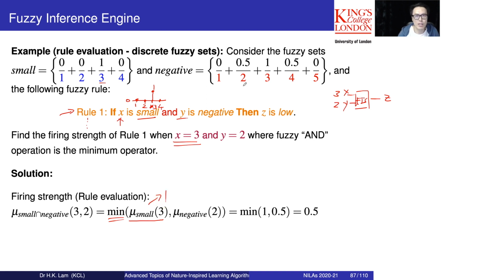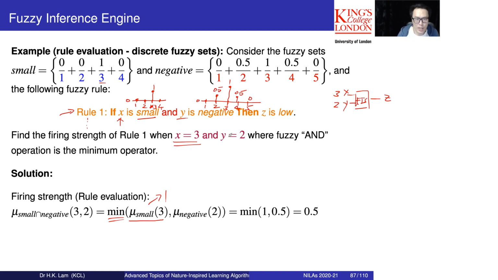For y is negative, we can simply put the function as well. 1, 2, 3, 4, 5. For y equal to 1, the membership is 0. For 2, it is 0.5. And then for 3, the membership grade is 1. For 4, it is 0.5. And then for 5, it is 0. So it looks like a triangle.